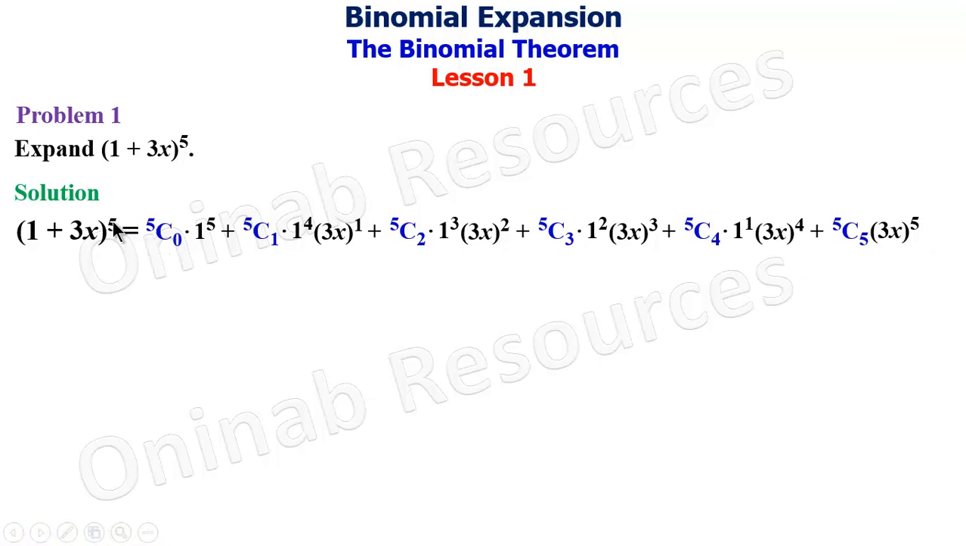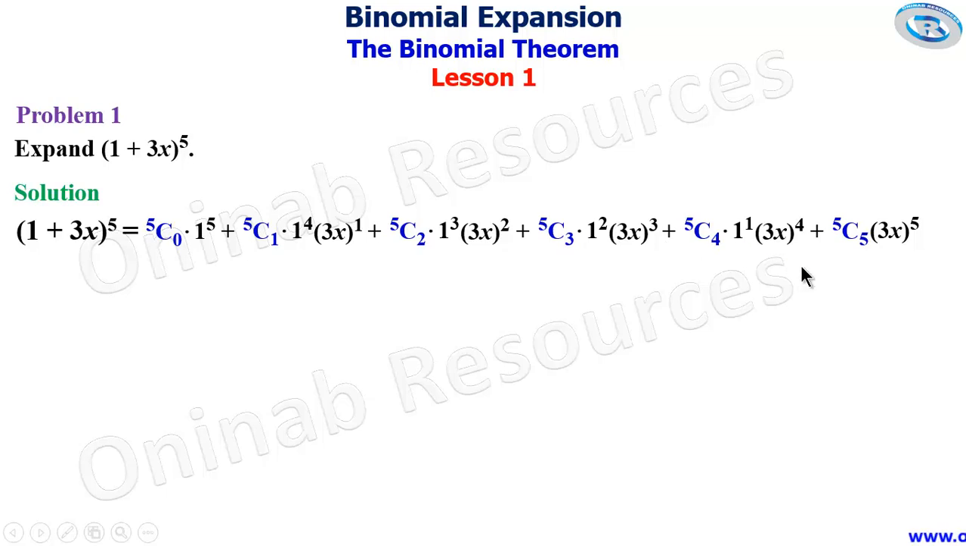The power, which is 5 plus 1, will give us 6, meaning we're going to have 6 terms in the expansion. So the number of terms is always n plus 1, where n is the power. So we count now 1, 2, 3, 4, 5, 6. So the power here is 5 plus 1, 6. So we have 6 terms.